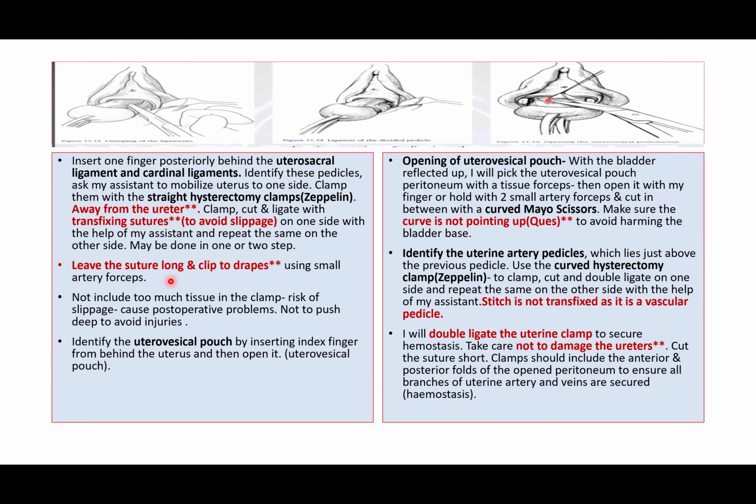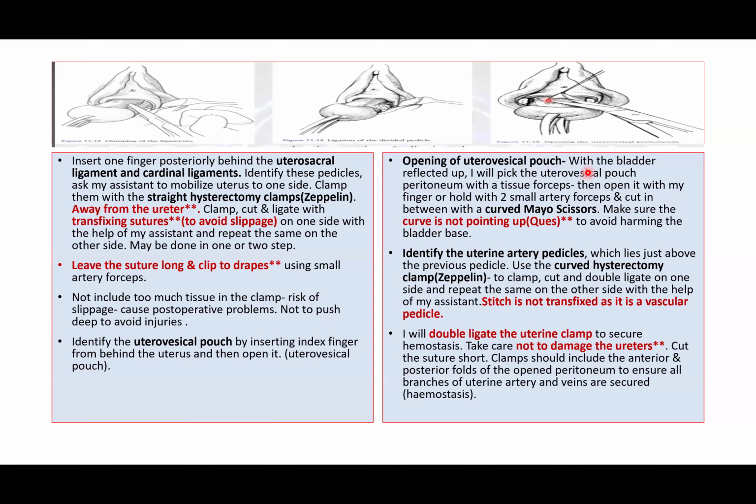Here, I will be leaving the suture long and clip it through the drapes. I will not be including too much tissue in the clamp because there is risk of slippage and it can cause post-operative problems. And I will not be pushing deep to avoid injuries. After that, I have to identify the uterovesical pouch by inserting the index finger from behind the uterus and then open it. Now, how are you going to open the uterovesical pouch?